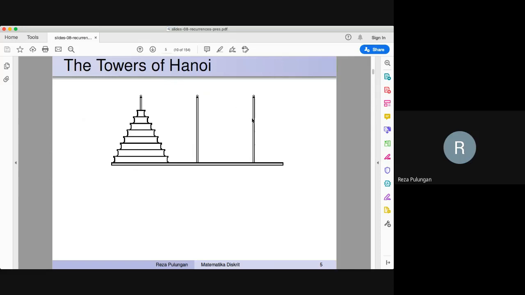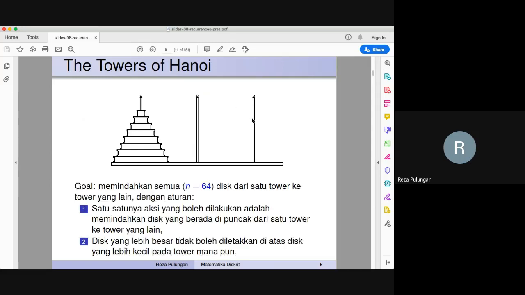But we have two requirements. Our goal is to move all, let's say n is equal to 64, disks from the first tower to another tower, let's just say the third tower, with these two rules. The first one: the only action you can use is to move one disk at a time. You cannot move two disks at the same time. And of course, you cannot move a disk that has another disk on top of it, because there is no way to move it.